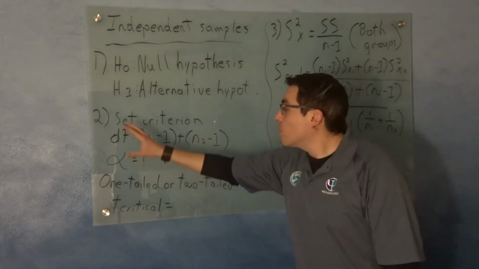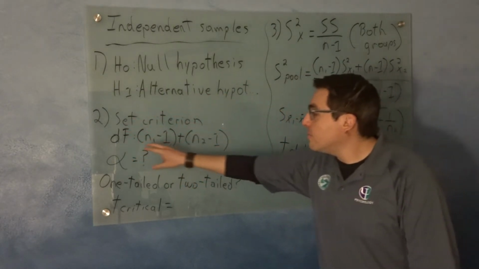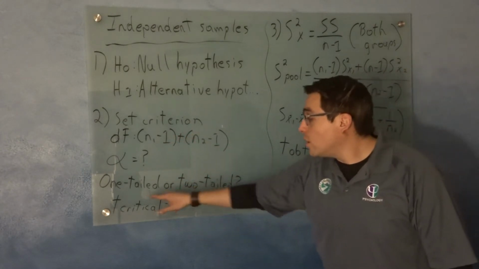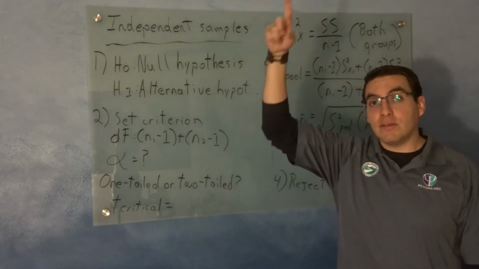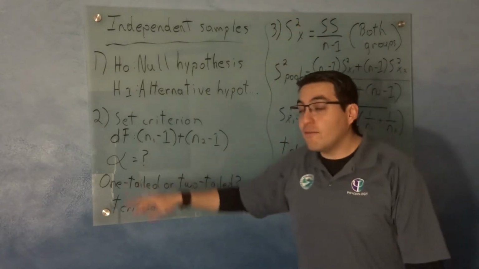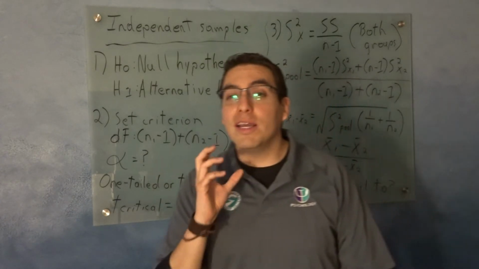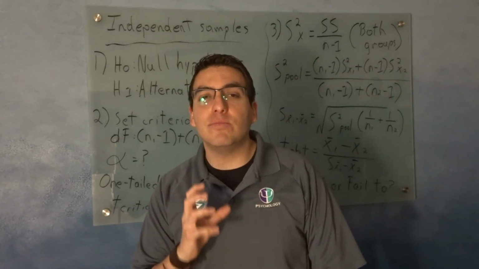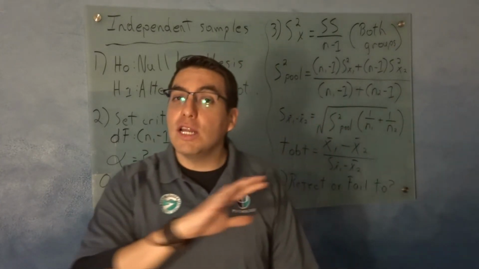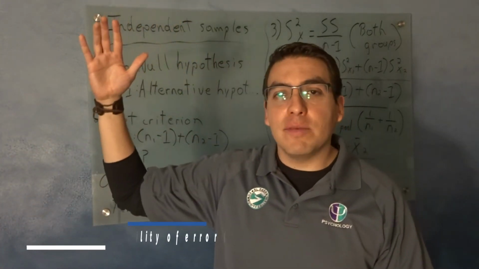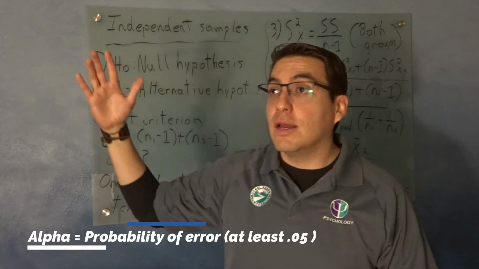So once I have my criteria set, it's gonna be degrees of freedom, taking into account both groups. Is it a one tail or a two tail? That's gonna decide if it's gonna be one level or the other one. And the alpha is the probability of error. The probability of error, if you want to get published, has to be at least 0.05. But it's really up to you. You can go lower than that. If you go over that, it doesn't really make sense because nobody's going to publish your result.